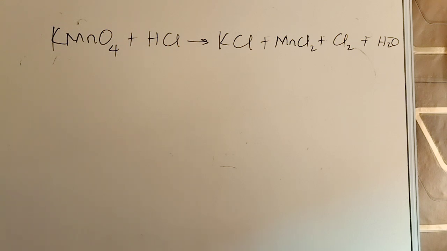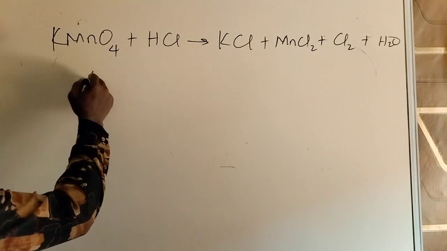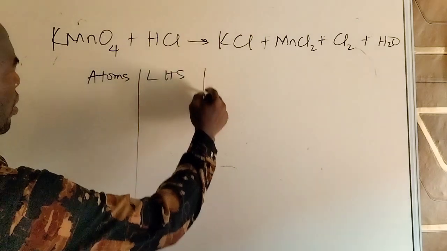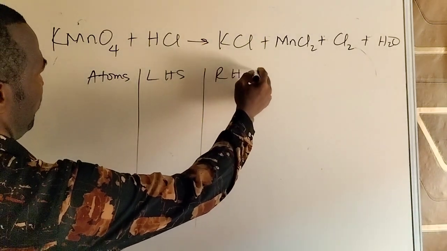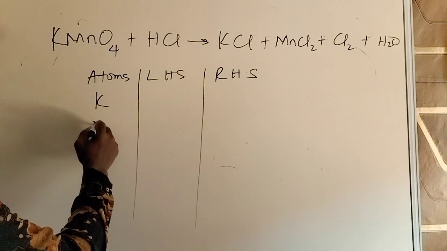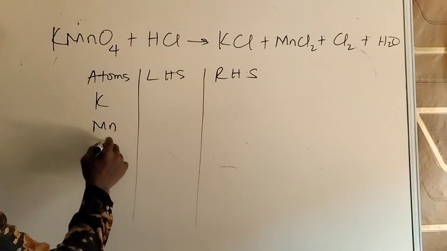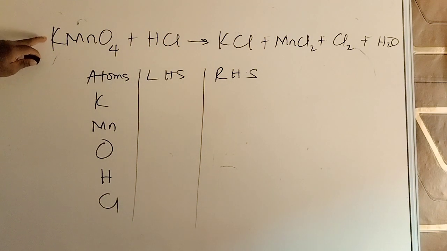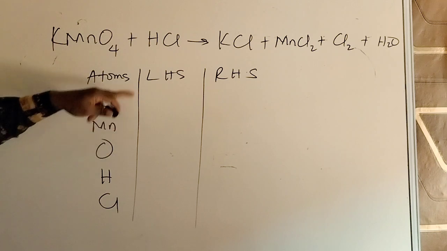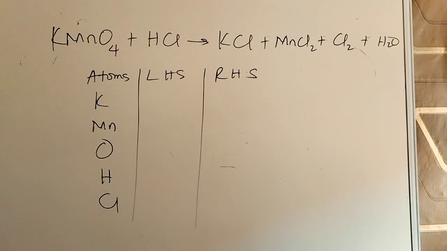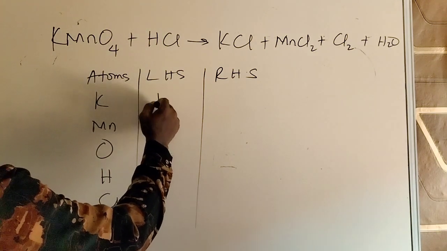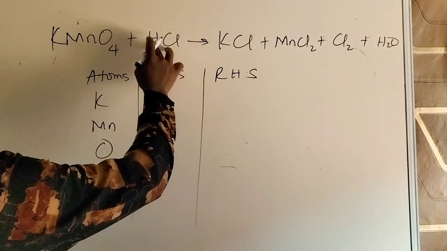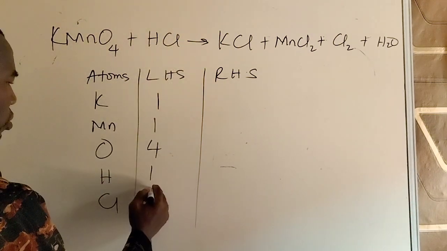So having done that, let's go to this example. I have atoms or elements, left-hand side, right-hand side. I know that this one is going to be difficult. Potassium, manganese, oxygen, hydrogen, chlorine. We list the number of atoms. Potassium here is 1, manganese 1, oxygen is 4, hydrogen is 1, chlorine 1.